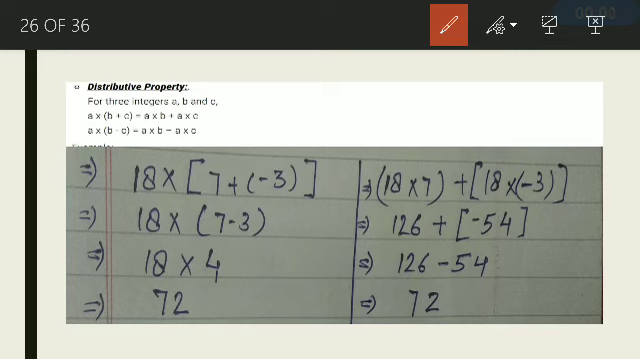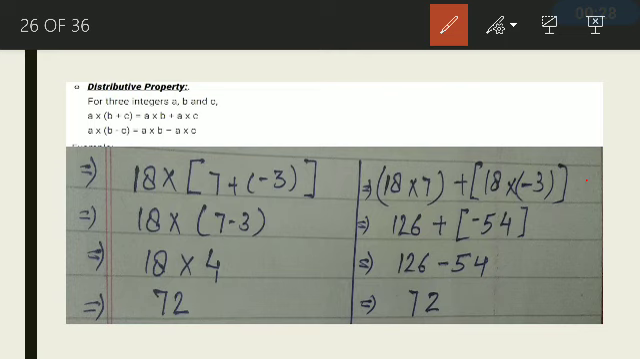Now let us talk about the distributive property for multiplication for any three integers given to you. You can solve by utilizing the distributive property, and you can see there are two methods for solving the same kind of problem, and in the second part you are utilizing the distributive property for integers for multiplication. So what is happening here in the given examples?